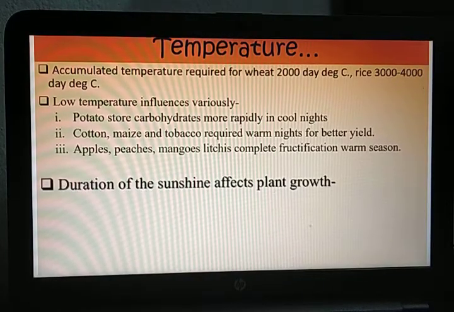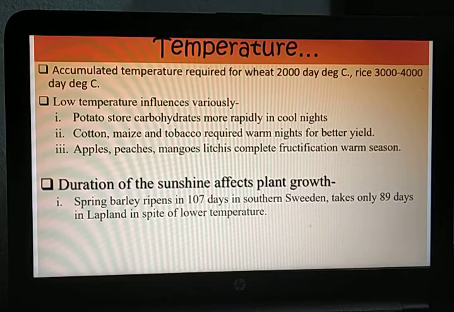Duration of sunshine affects plant growth. For example, spring barley ripens in 107 days in southern Sweden, but it takes only 89 days in Lapland in spite of lower temperature. Though Lapland is a cool country, in the summer season the duration of sunshine is more than in Sweden. That's why it requires only 89 days.